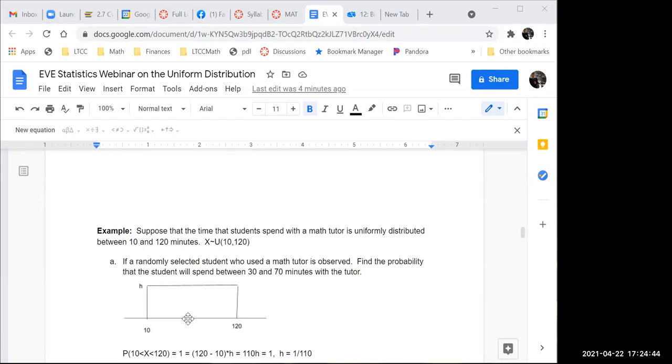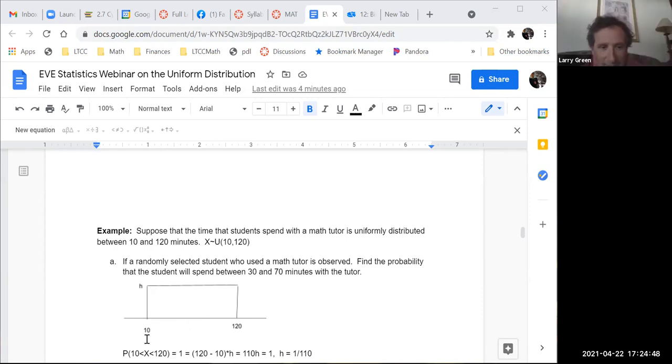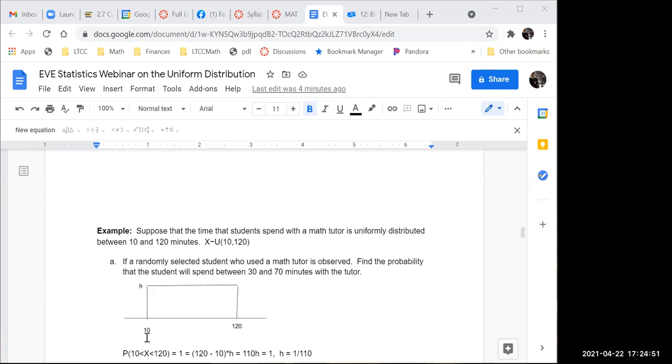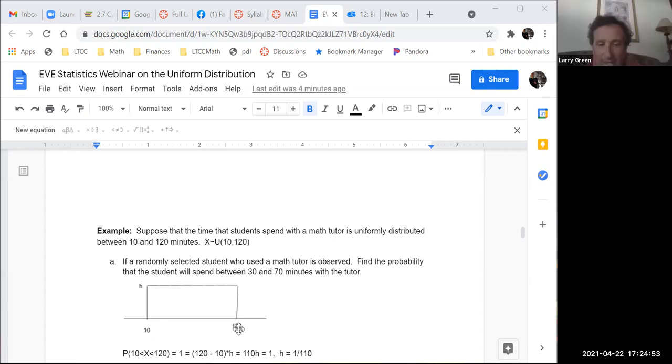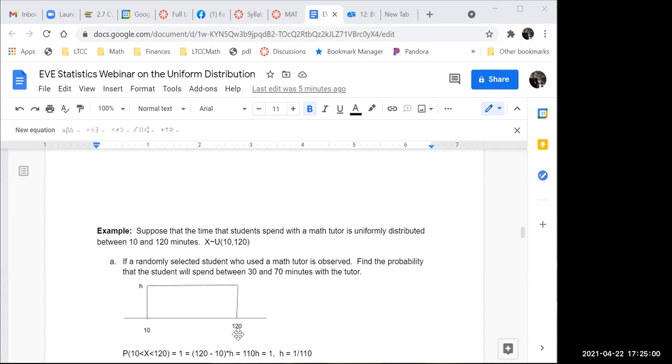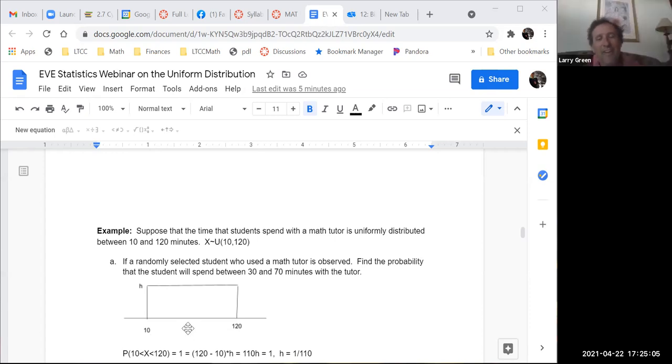Ten plus 120 divided by 2, which would be 65. Yeah, 10 plus 120 over 2 is 65. I'd rather have an almost perfect answer than just quiet. What you do is you add the two numbers and divide by 2. You've known that forever, I hope.